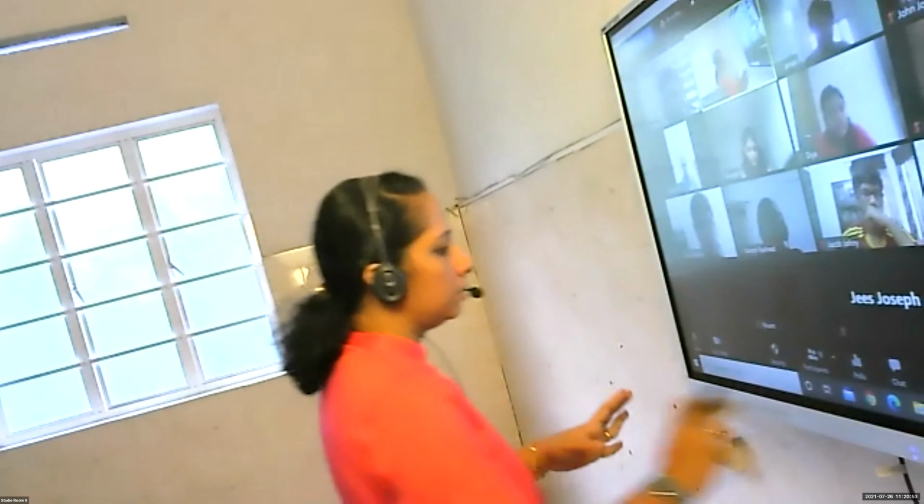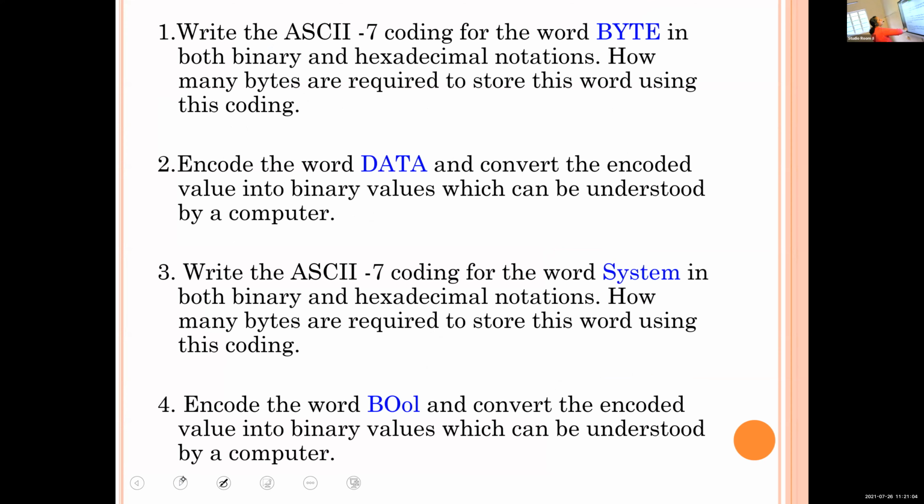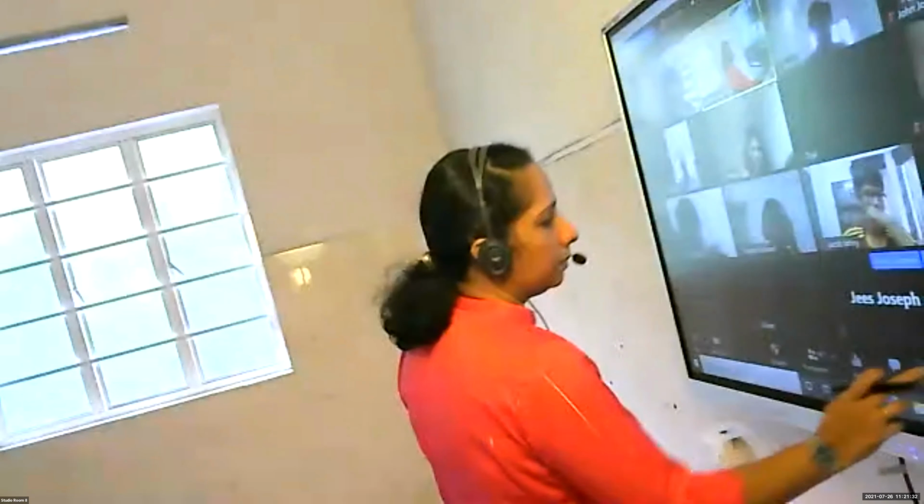Did you write the questions based on finding ASCII values? These 4 questions. I think the first question is completed, isn't it? Ma'am, all 4 are already completed. Okay, then no problem. We'll go to the next topic, ISCII.